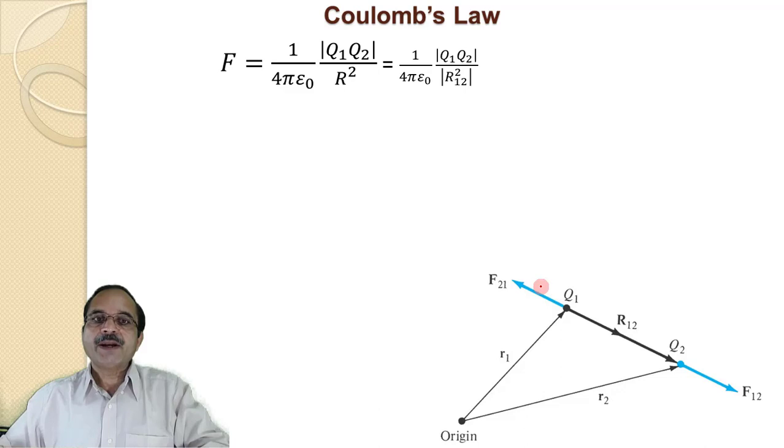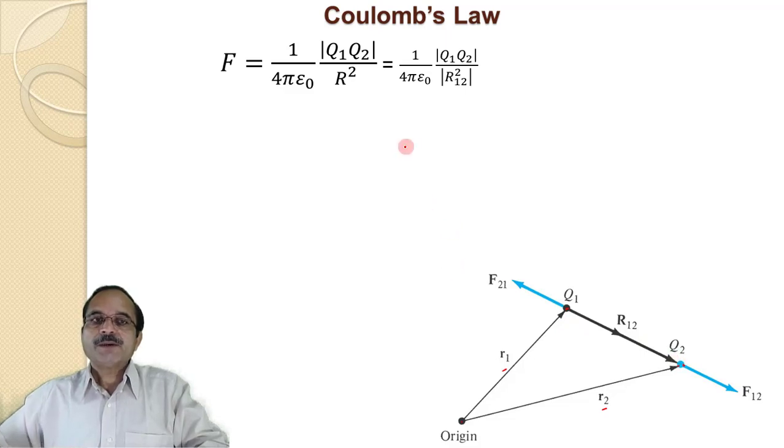This gives the magnitude. Let us see how we can represent direction for this. So let us suppose there is a vector Q1 here, vector Q2 here. This vector Q1 is located at a distance R1 from origin. Vector Q2 is located at a distance R2 from origin. Or in other words, R1 and R2 are the position vectors corresponding to charges Q1 and Q2. And R12 is the vector joining these two charges Q1 and Q2.